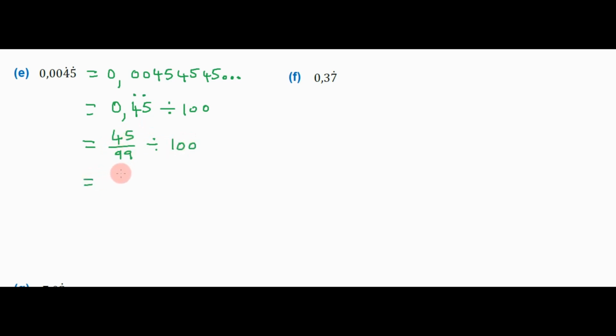45 into 45 goes once and into 99 it goes 11 times, so it's 5 over 11 again. Then divided by 100 still. And we can write it as 5 over 11 times 100, which is 1100. We can simplify this further. 5 into itself once, and into 1100, 220 times.